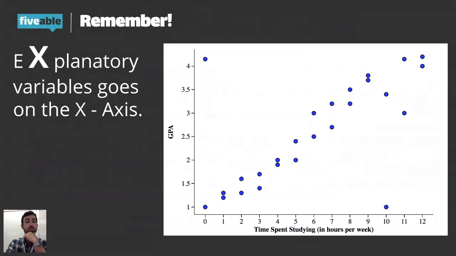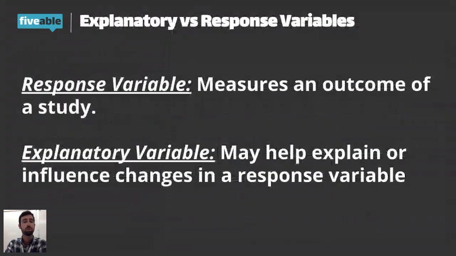Once again, the response measures the outcome of a study. The study is how much time you study per week and how it will affect your GPA. The explanatory variable may help explain or influence changes in the response. So your GPA, right? The X, your Y.